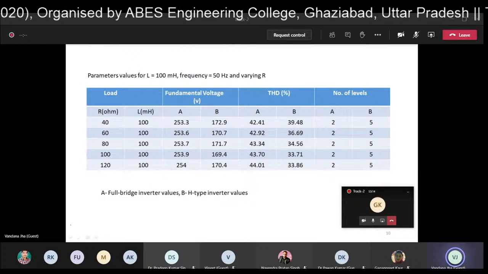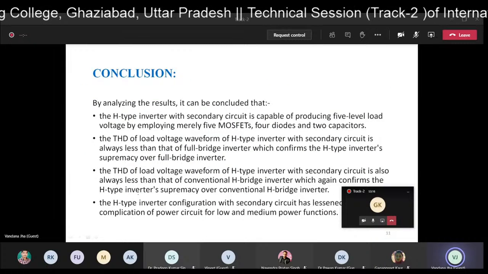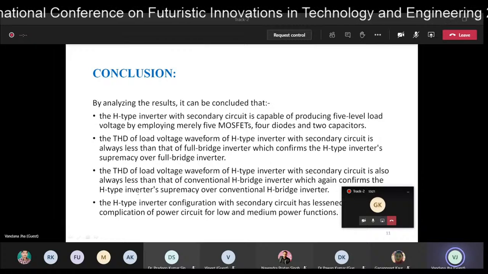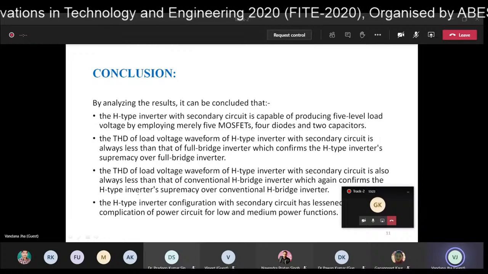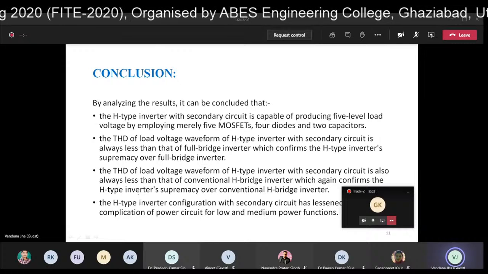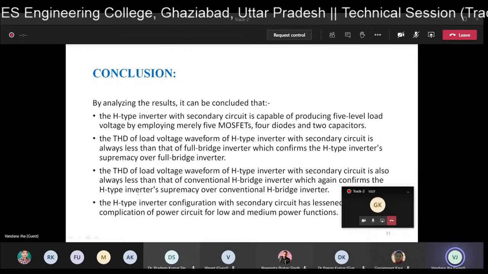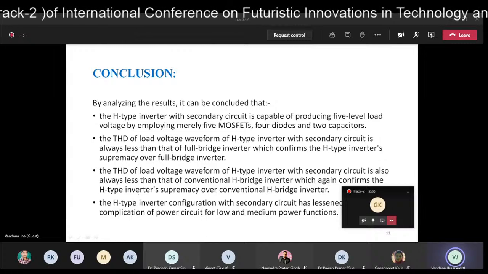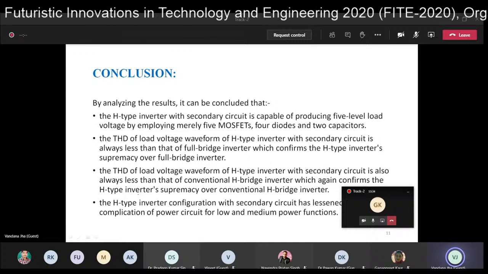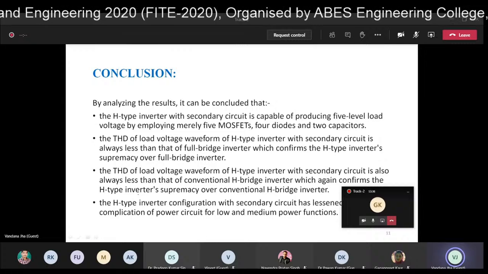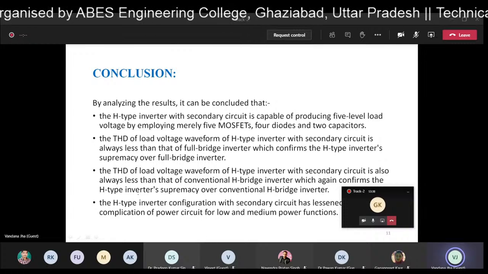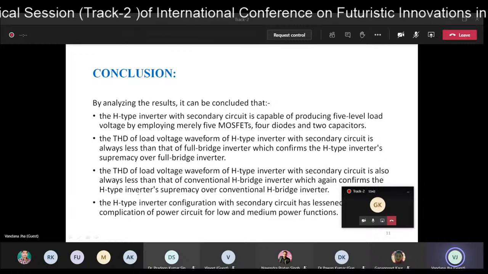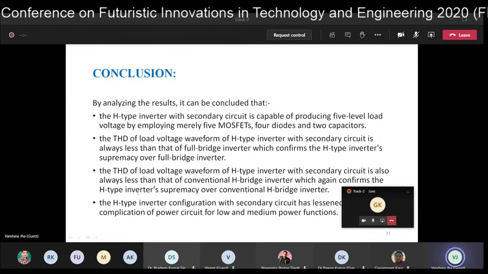And in every case we can see, hence in the conclusion part we can say that by analyzing the results it can be concluded that the H-type inverter with secondary circuit is capable of producing 5-level load voltage by employing only 5 MOSFETs, 4 diodes and 2 capacitors. The second conclusion: the THD of the load voltage waveform of H-type inverter with secondary circuit is always less than that of the full bridge inverter, which confirms the H-type inverter's supremacy over the full bridge inverter.